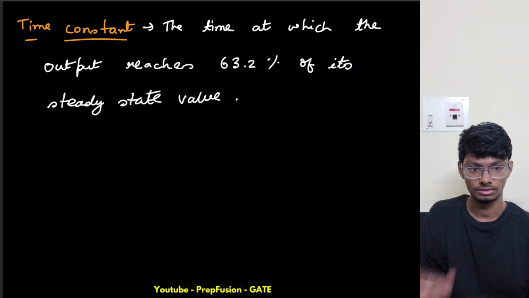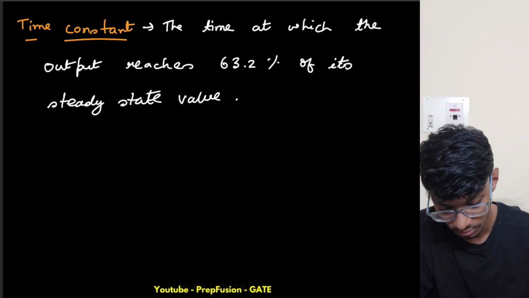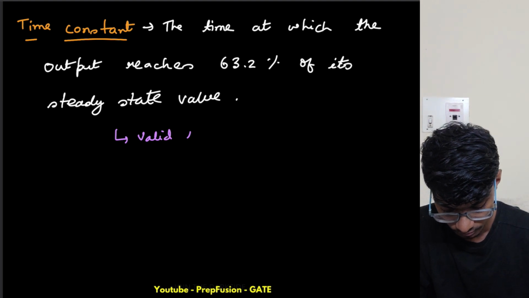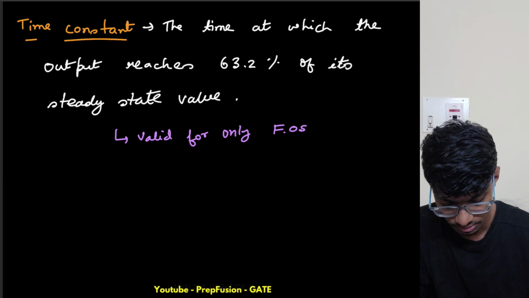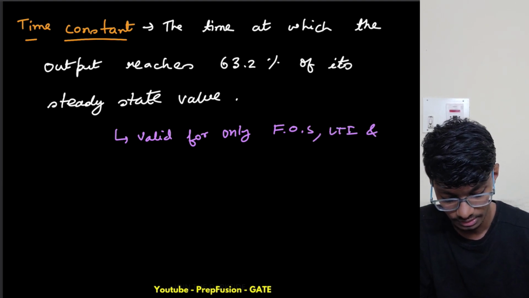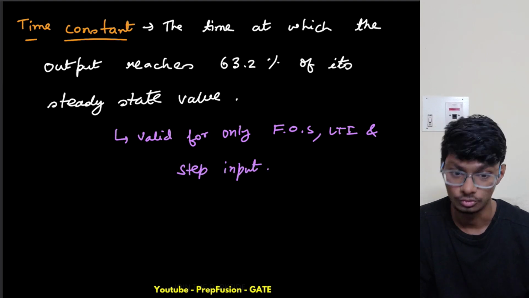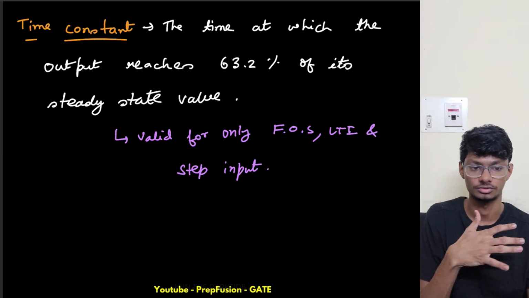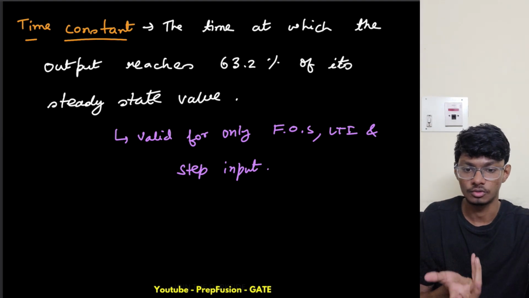Okay, so this is basically that. Now this is valid for only first order systems, LTI and step input. Do keep in mind that it is valid for step input. If there is some other input, then the output form will also change. So that is basically the time constant.